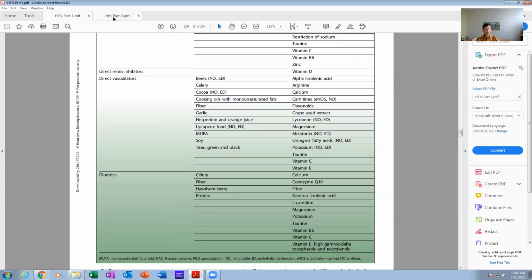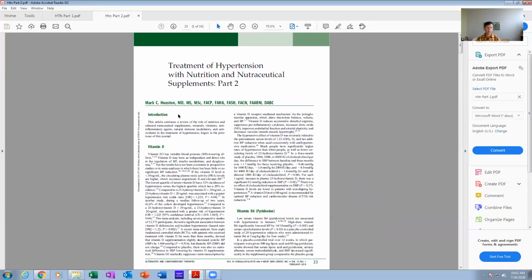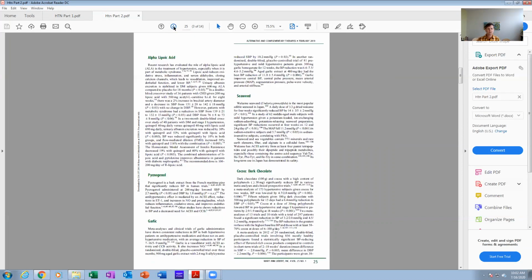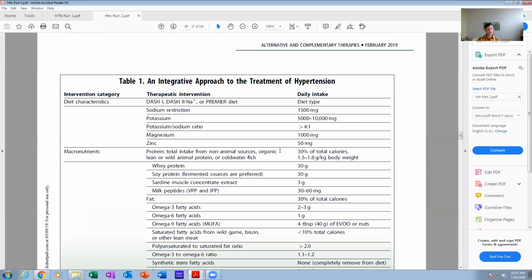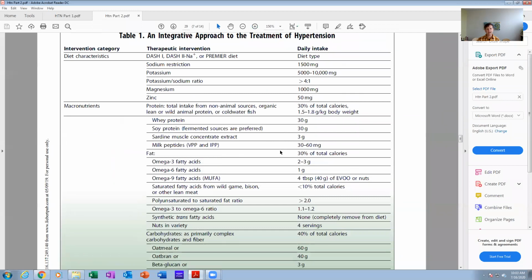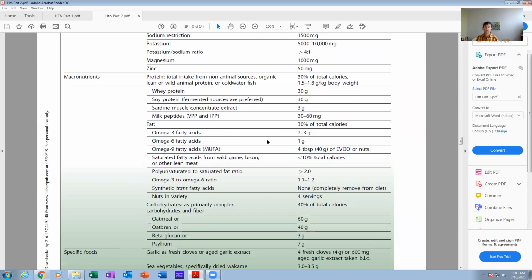And in part 2 of this particular article series, written by one of the docs that I learned a lot of my functional medicine cardiology approaches from, Dr. Mark Houston, he actually has a real nice summary. I'll try to make this a little bit larger. Diet: low sodium, so sodium restriction, making sure you're getting enough potassium, magnesium and zinc, very important. And we know those are important for our immune health too.